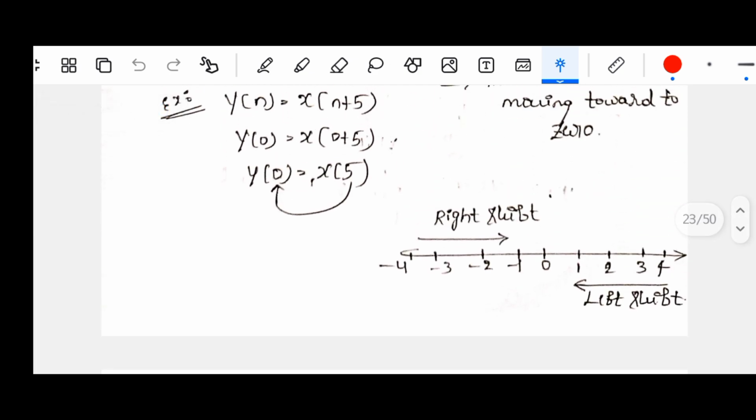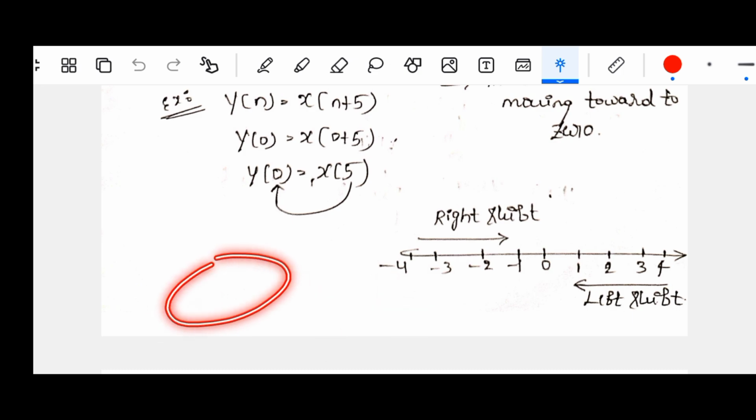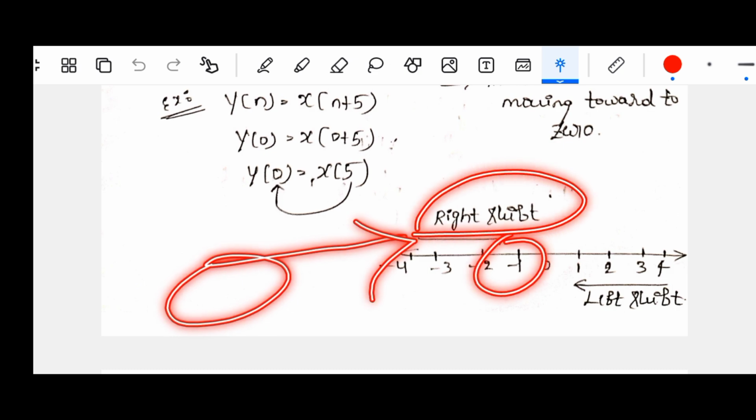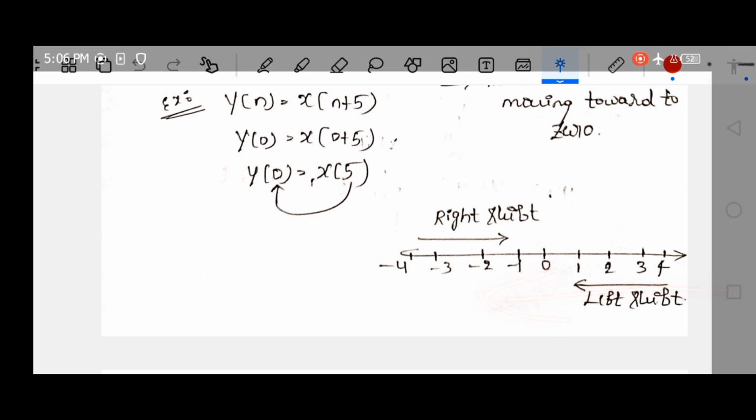See, the value may be -4, -6, -2, that may be anything. If these minus values are moving towards 0, then it is a right shift. If the positive numbers 2, 3, 4, 5, like these numbers, are moving from positive to 0, then that will be the left shift.